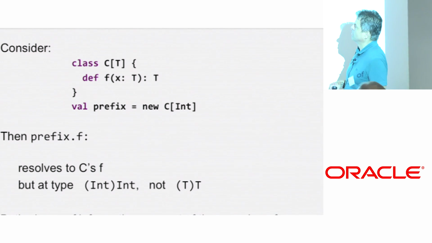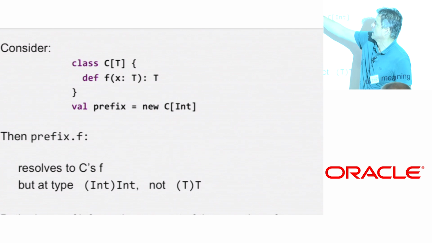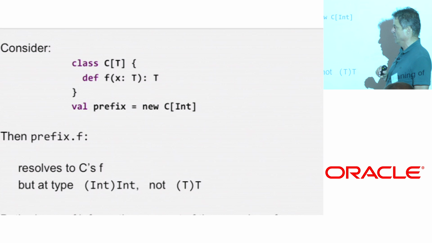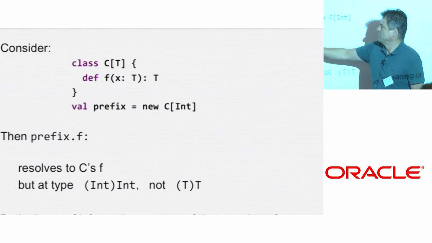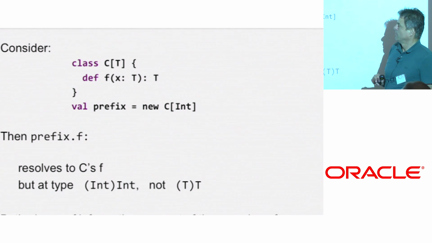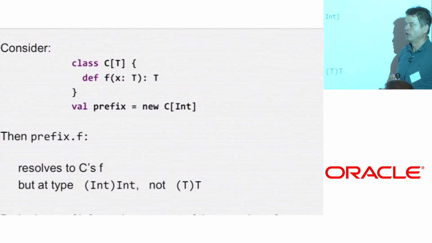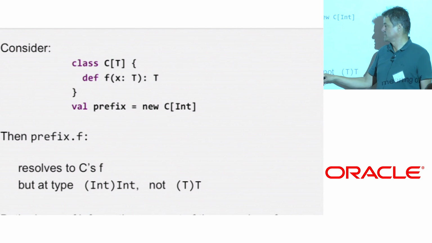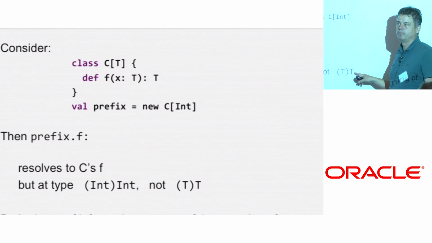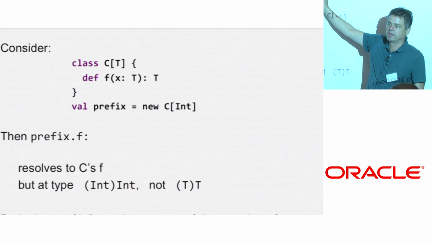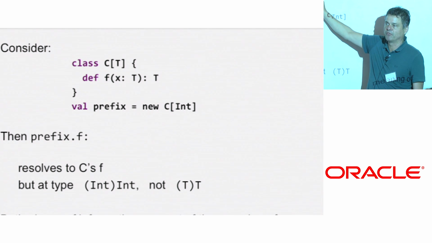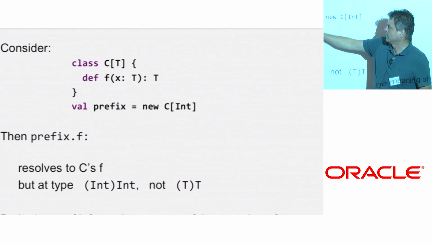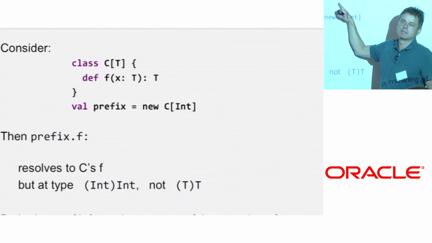References capture more than a symbol. So here we have a case of a class C, again the method f, and we have a prefix, and we say, well, create a new value of C of int. So now we have C of int. Now, the reference prefix.f will resolve to this method f, but we also need to know that the type that we resolve to is here a method int to int, not T to T. T to T wouldn't even be legal because T is local to the class C. So we can't have a reference resolved to that type. So with the reference, we actually need to carry the particular type of the reference, which is not the same as the type of the method.